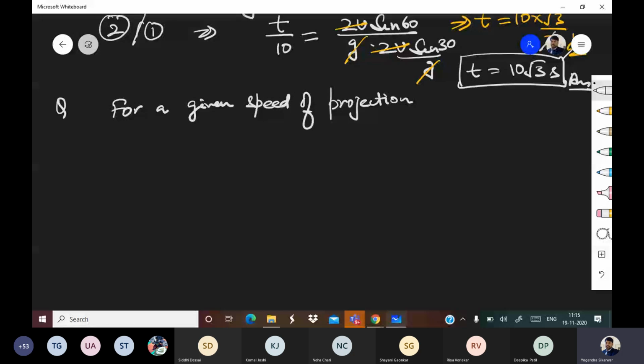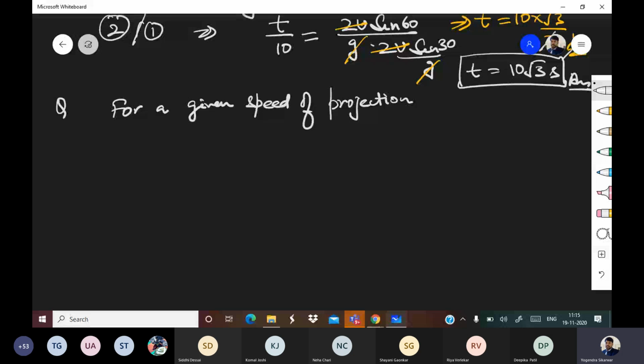Pratyusha is asking some questions. Sir, when we project at different angles, the speed remains the same for both? Yes, Pratyusha, that was the main essence of the question. Speed has to be the same, otherwise you can manage speed and time. In this whole process, the initial speed of projection is the same in both cases. So you are only playing with the angle.